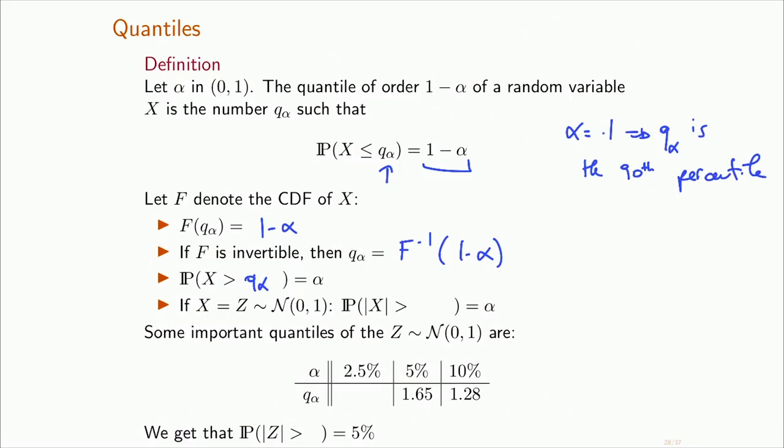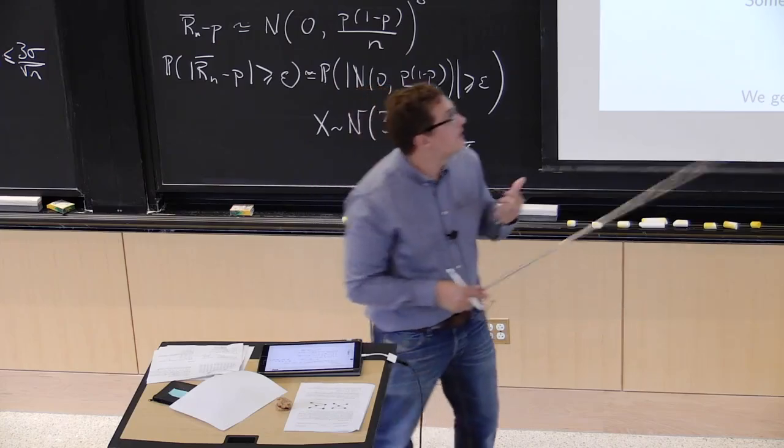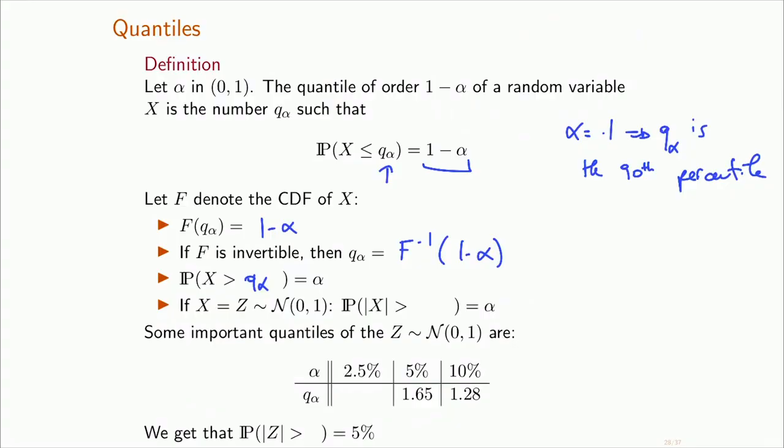If you're used to it, it's kind of a weird thing to call q alpha something that has probability 1 minus alpha, right? It would be more natural to write it q sub 1 minus alpha. But since we only use those, this is the way you need to think about them. The probability that it exceeds this thing is alpha, and that's why I call it q alpha.